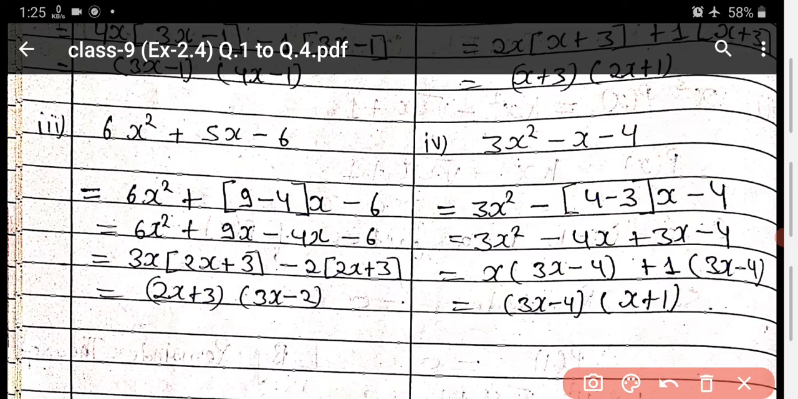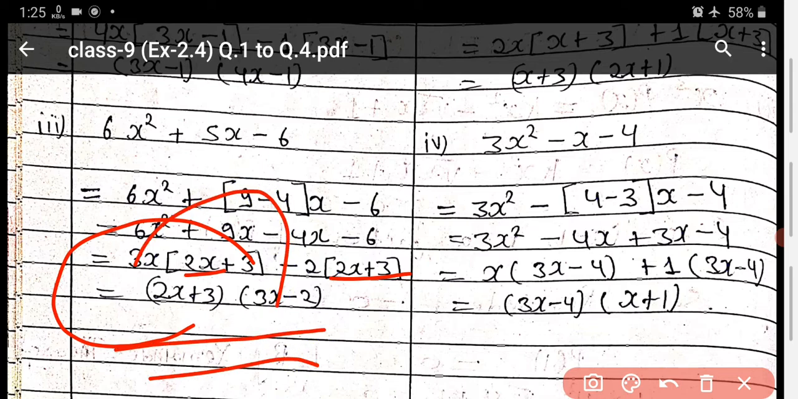Now take the common, 3x you take out, it becomes 2x, here becomes 3. Here take only minus 2, it becomes 2x, and plus 3. You have to take minus common to make these two brackets the same. Now 2x plus 3 comes outside, it leaves 3x minus 2, so it is your answer.